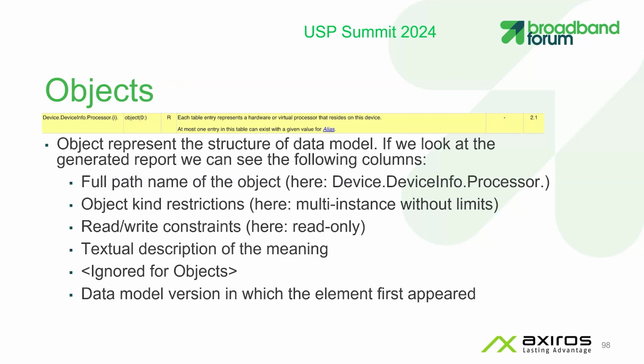Then you have the constraints. So objects can be creatable, they can be deletable, and they can be read-only, like they're created by the device or by the implementation. And you get what you get. Then you have a textual description, and then you have a column that's actually ignored for objects. And the last column is the data model version in which the element first appeared. So that usually gives you some indication of how old something is or how mature something is.